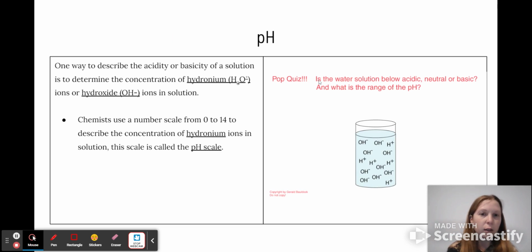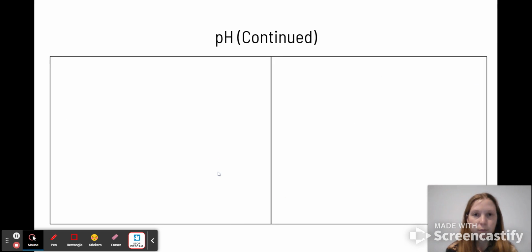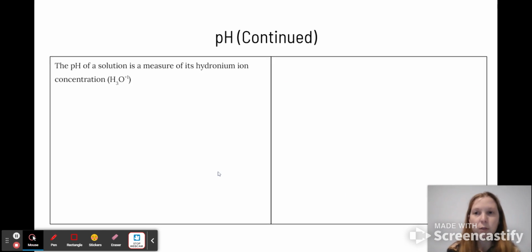So here, if you look at this, is this water below acidic, basic, or neutral? And then what would the pH range be? You can see here, there's 9 OHs, there's only 5 H pluses. Since there are more OHs, it would be basic. And since it's basic, it would be on the upper part of that pH scale, which we're going to go into right here.